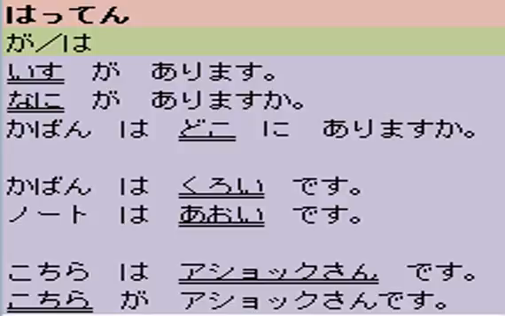The first one is Isu ga arimasu. There is a chair. Nani ga arimasu ka? Is there something? Kaban wa doko ni arimasu ka? Where is the bag? Kaban wa kuroi desu. The bag is black in color. Noto wa aoi desu. The notebook is blue in color. Kochira wa Ashok san desu. This is Mr. Ashok. Kochira ga Ashok san desu.